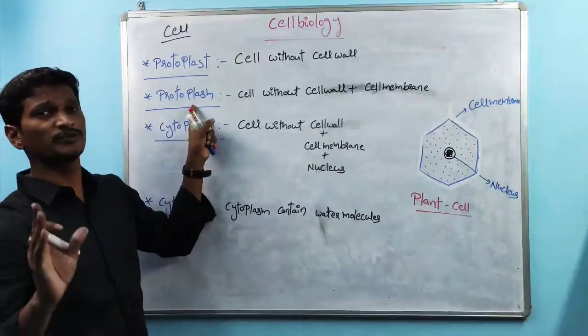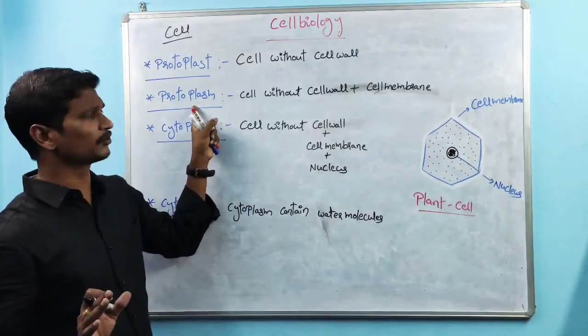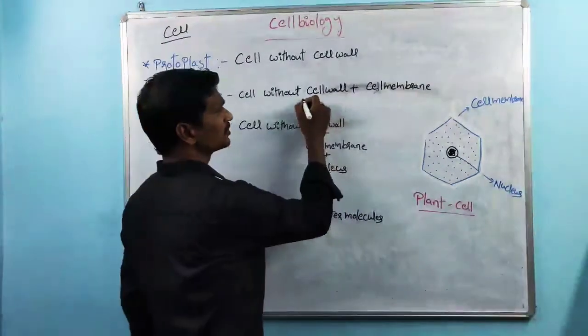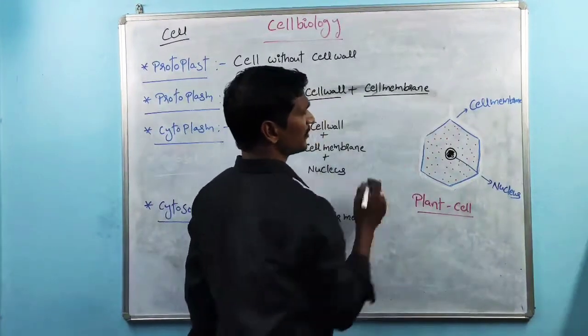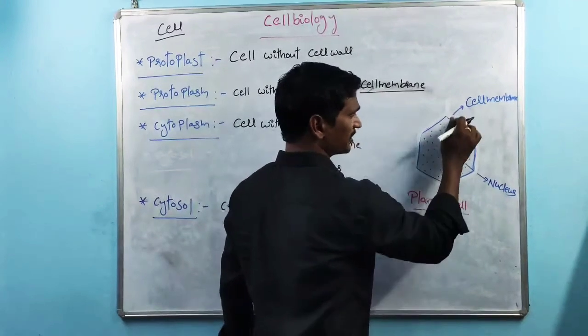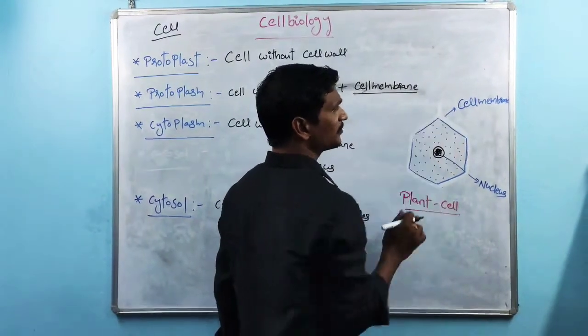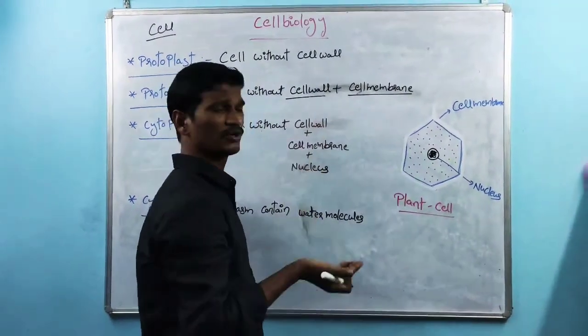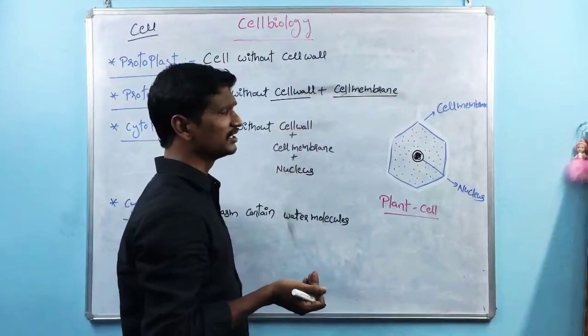And next one is, what is protoplasm? Cell without cell wall and cell membrane. We already removed the cell wall. And next one, plasma membrane. Inside the cell wall, there is a plasma membrane present. This is also called cell membrane.